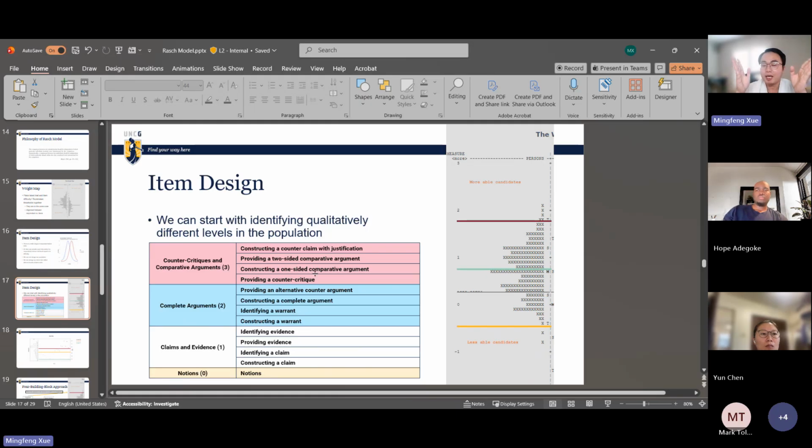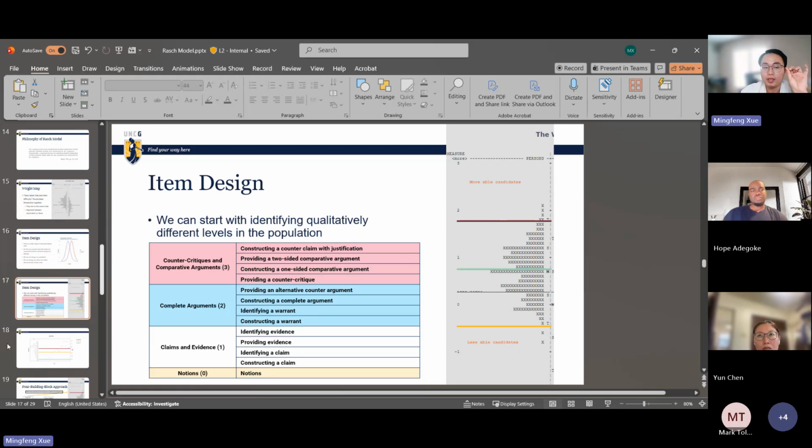So this is, to me, an advancement over other methods. If we don't have those levels, we don't know which level we are designing an item for. If we want to use one dichotomous item to assess all of these levels, all the population, it will be much more difficult, and a dichotomous item is very limited by its difficulty. But with those different levels, we can better design it.